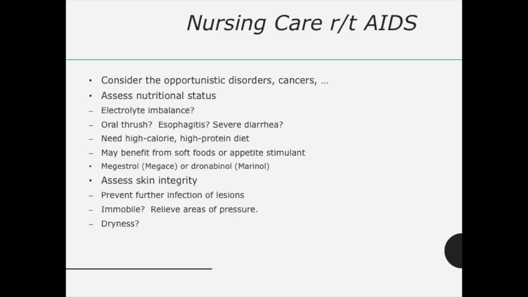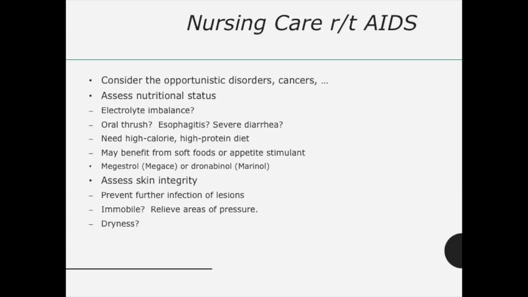And then when you think about treating someone with AIDS, you want to consider, again, those opportunistic disorders and cancers. You want to assess their nutritional status. This person is having a really hard time eating. They don't usually eat high calorie foods and they don't eat high protein foods, so you want to push that on them. And then you also want to think about the electrolyte imbalances that will occur because they're not really wanting to eat or drink. That oral thrush can cause some issues with even wanting to eat. Same with the esophagitis, and then that severe diarrhea can get rid of the food that they do take in.